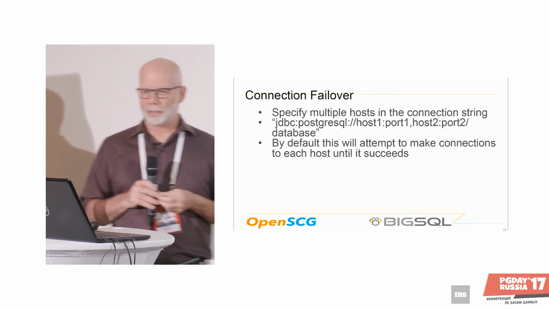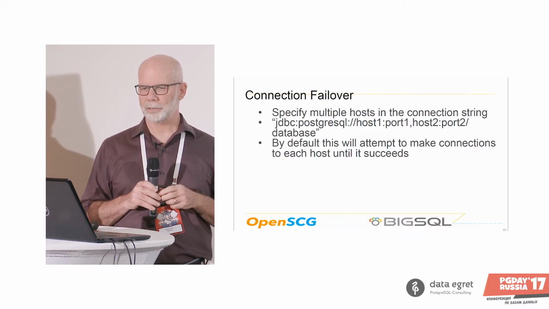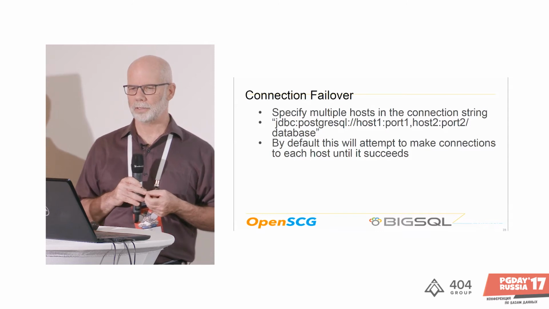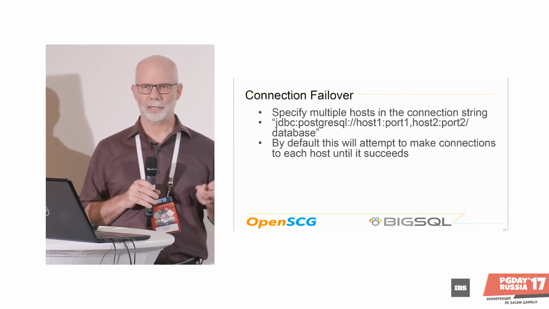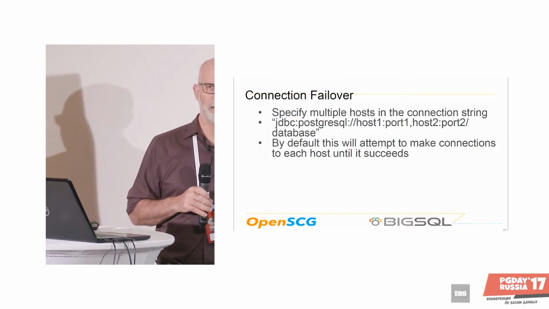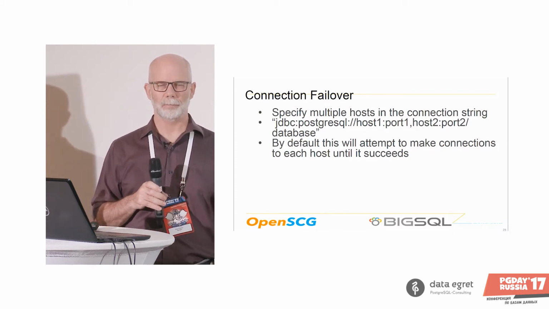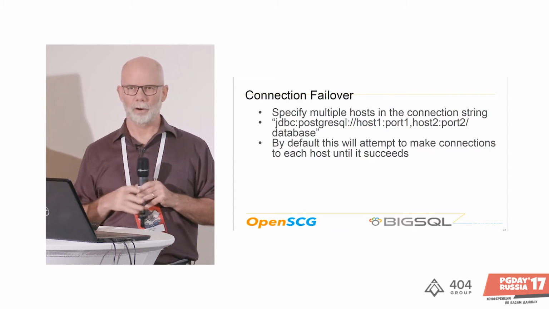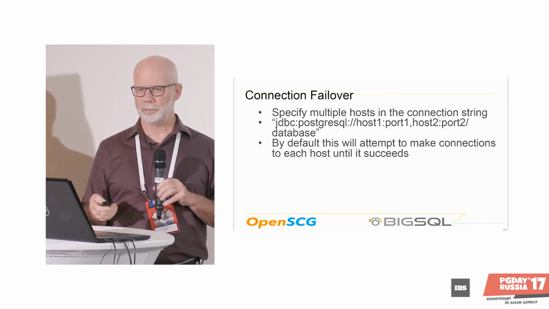Previously, we talked about something called connection failover. It's possible to specify multiple hosts in a connection string. You can say, obviously host 1, port 1, host 2, port 2, and then the database you want to connect to. By default, this will attempt to make connections to each host until it succeeds. This is useful for things like where you have a replication, you have a master and multiple standbys, or PostgreSQL, for instance. So, and there's some ways to tune this, which we'll talk about.